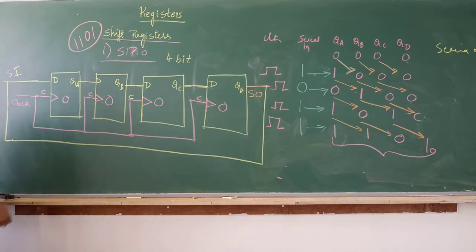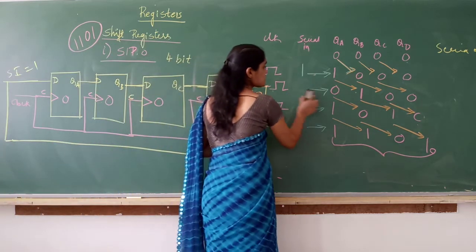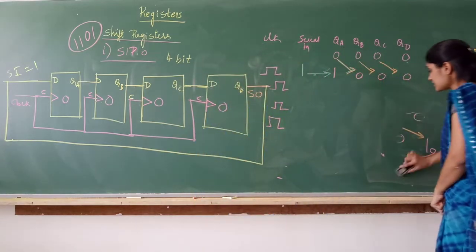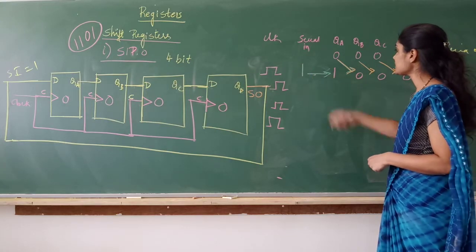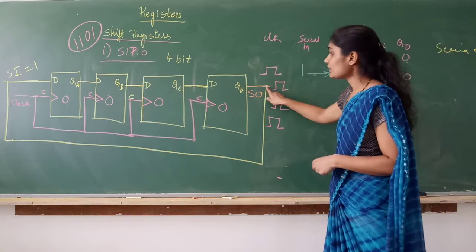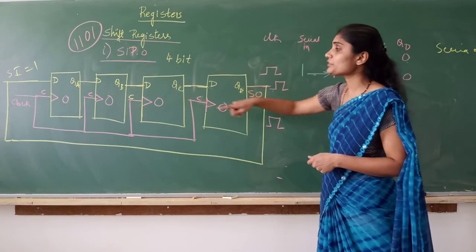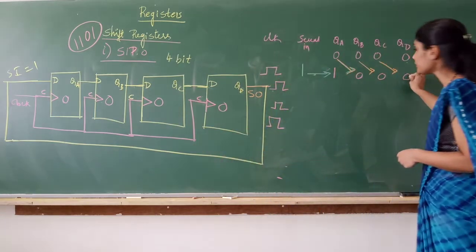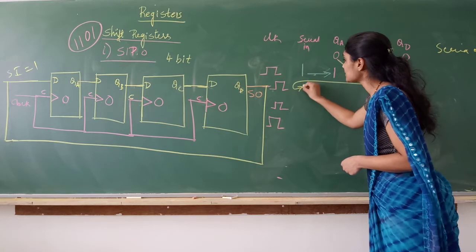What happens? Let me take the serial input as 1. Okay. So now what happens? Just have a look at this. So what happens in circular shift registers? What is the serial input you are giving? 1. So that 1 will enter here. But what is the next input upon the occurrence of next clock pulse? What is the input for the first D flip-flop? That is the output of last flip-flop. So what is the output of last flip-flop? 0.